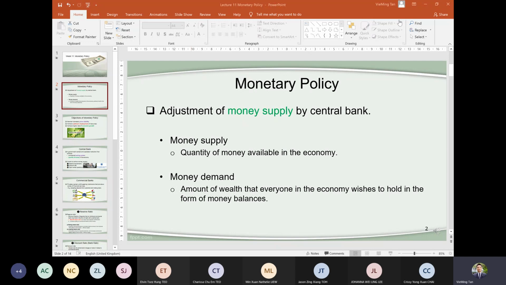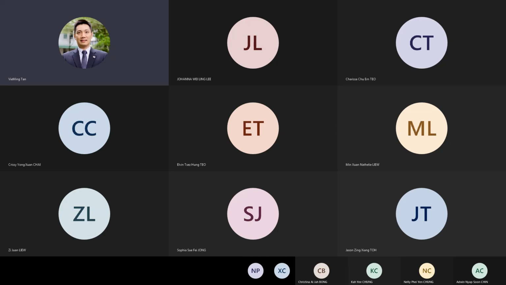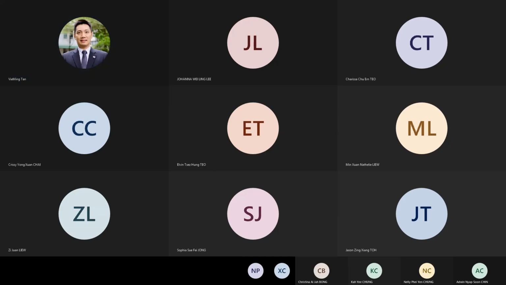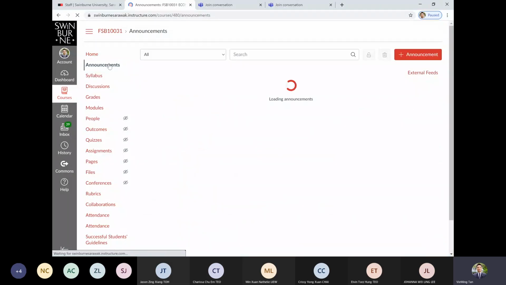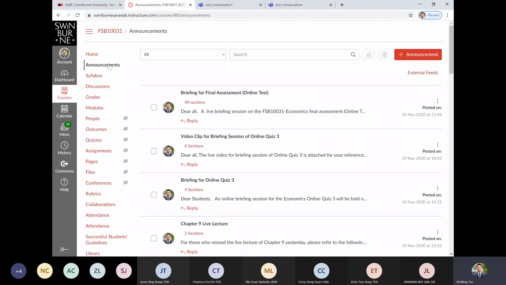Okay, let me share. So you can get some details about the briefing for the final assessment in the announcement section. You can click on this. The name of the final assessment for this unit is called the online test. The duration of the test is only 1 hour. It's online and consists of 40 multiple choice questions. No essay, no structural questions, all are multiple choice questions.